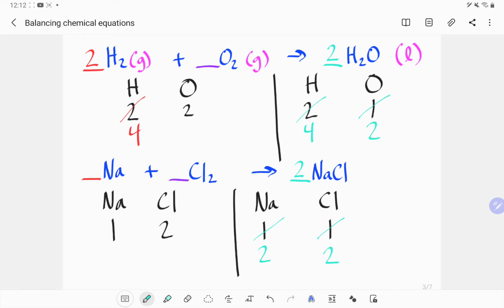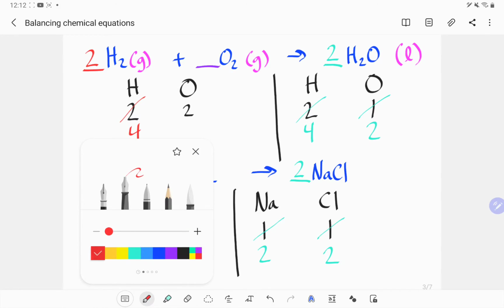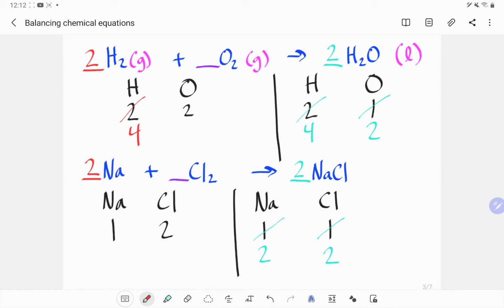So sodium has 2 on the right side, but only 1 on the left side. So we can fix that by adding 1 to the left side of the equation. So I add a sodium there. So now I have 2 total sodiums, and I get 2 total sodiums.